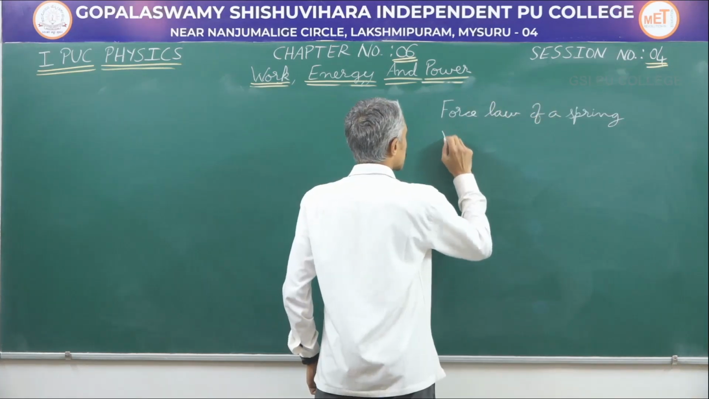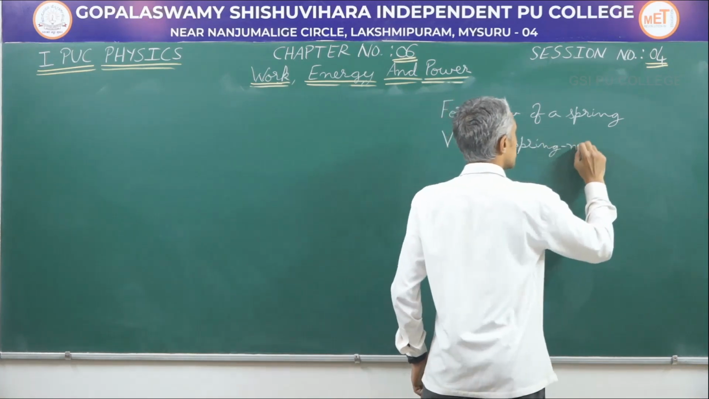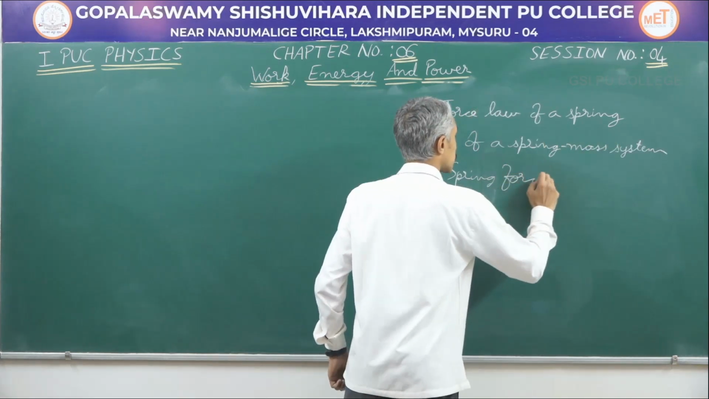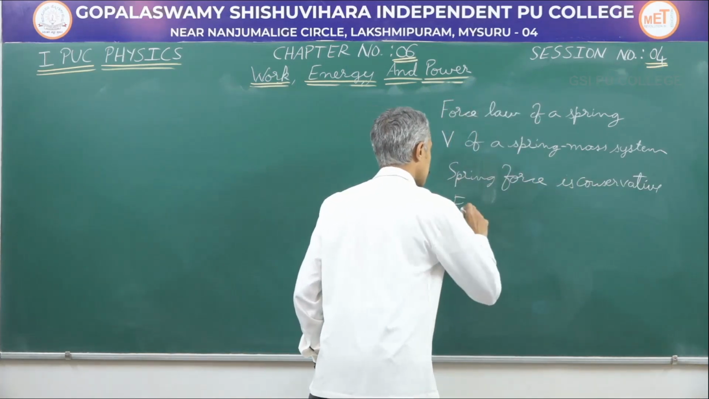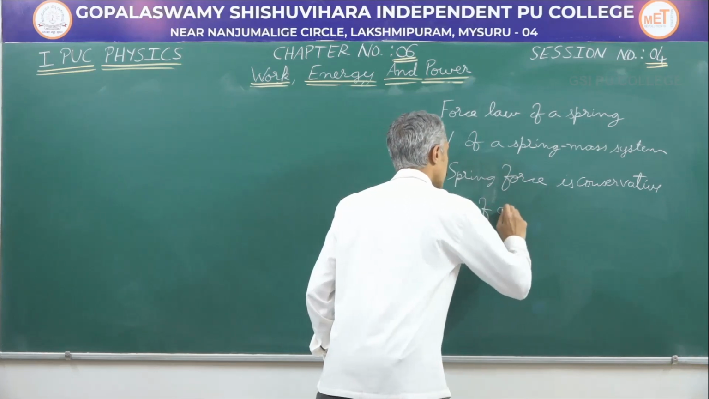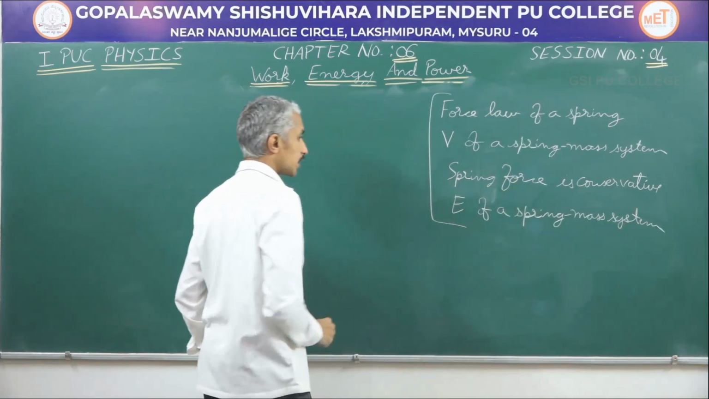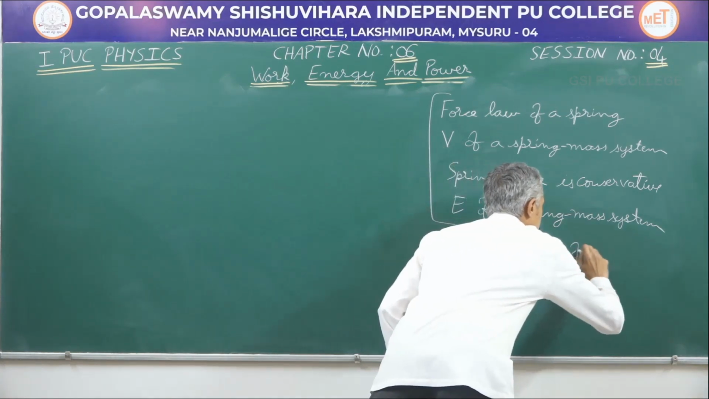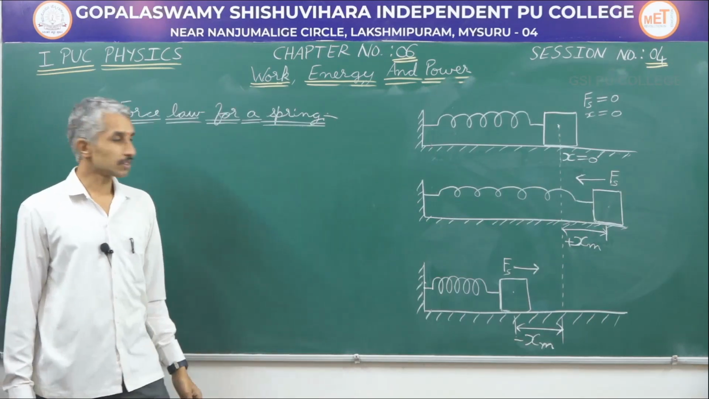We will be deriving an expression for potential energy of a spring, or more rightly telling potential energy of a spring mass system. We will be proving that the spring force is conservative, and finally we will be learning what is the expression for total mechanical energy of a spring mass system. All these are related to a spring, and we will end the session by learning about different types of energy. Let us begin. Let us learn about the force law for a spring.